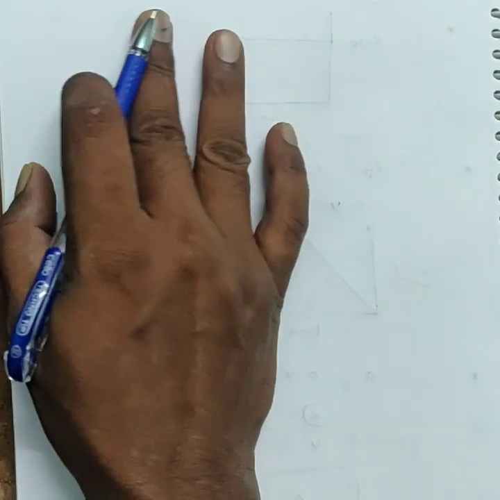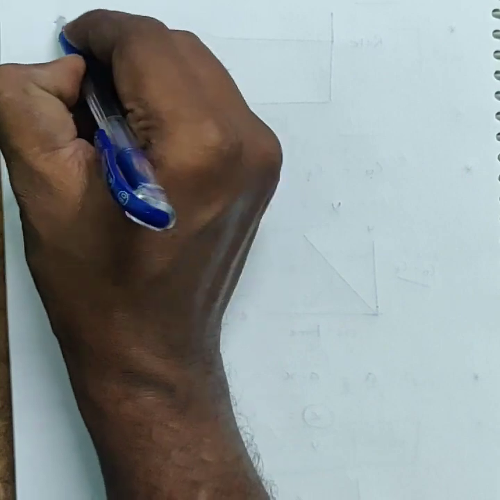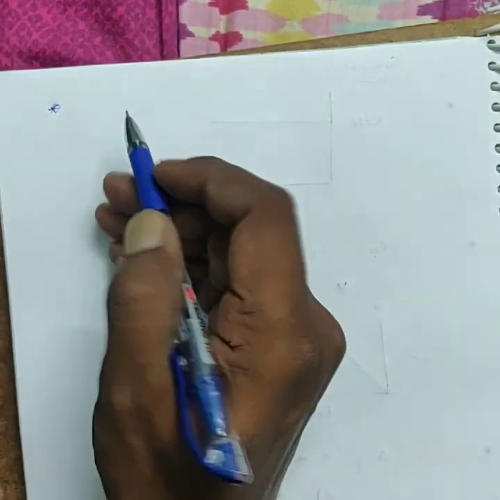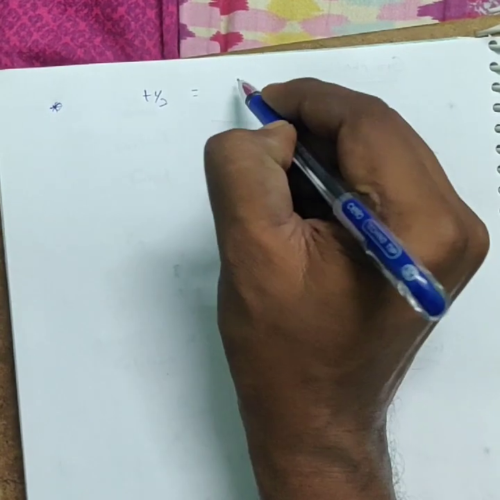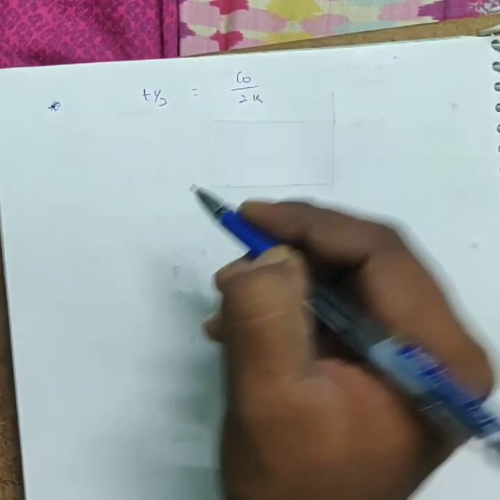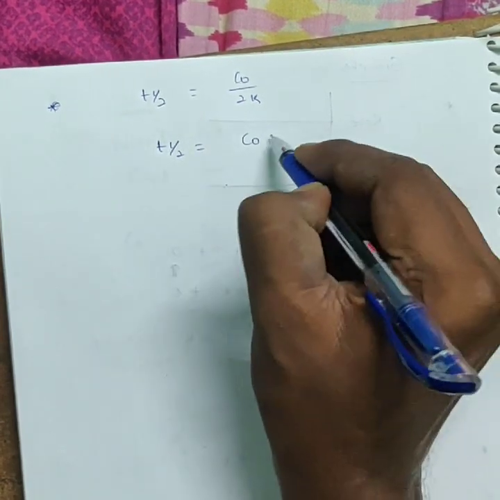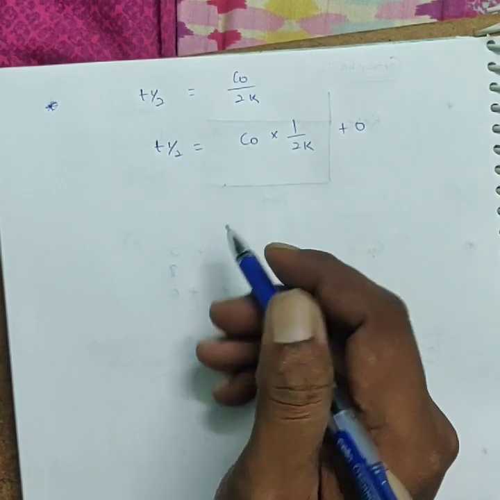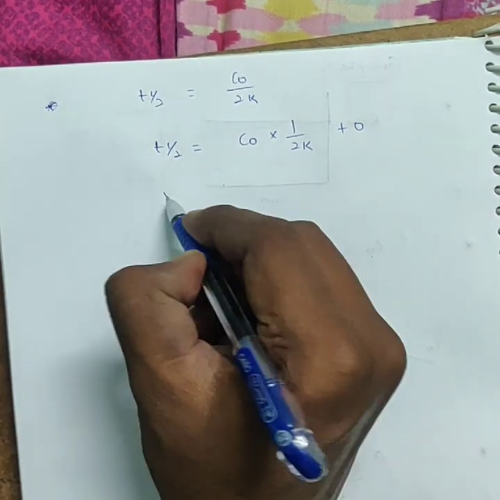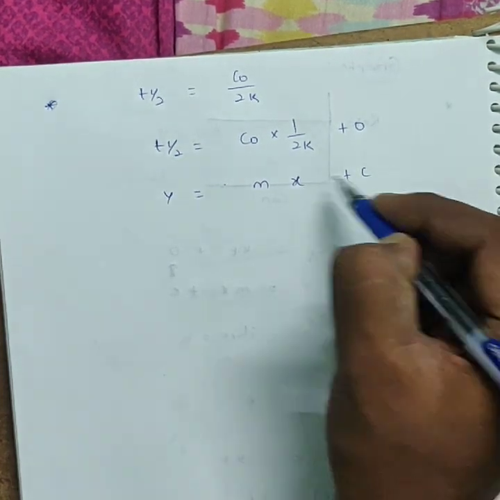Now come to the next one. Another graph. We know that T half is equal to C naught by 2k. Shall we write like this? T half is equal to C naught into 1 by 2k plus 0. So y is equal to mx plus c.